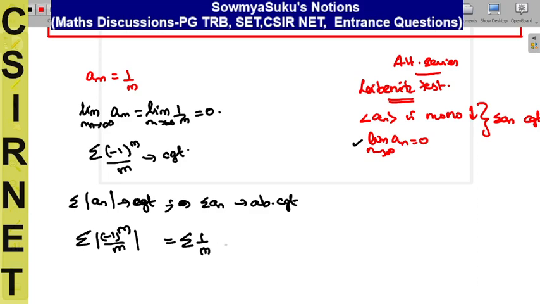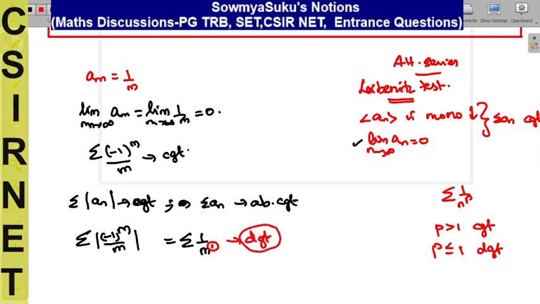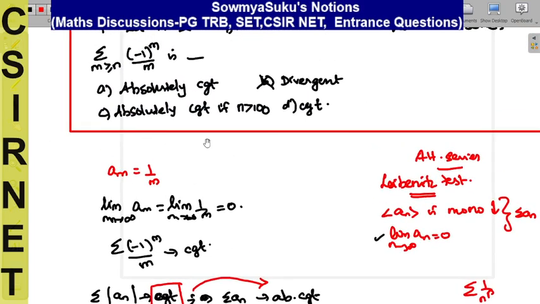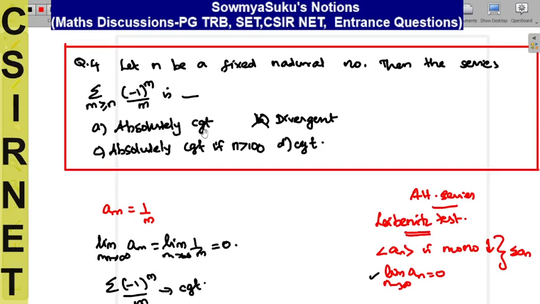According to the p test, here p is 1. The p test means p greater than 1 is convergent, and p less than or equal to 1 is divergent. Here you can see that p is 1, which is divergent. If it were convergent, then you could say it is absolutely convergent, but that is not possible. Hence we can say that it is not absolutely convergent. It is only convergent.